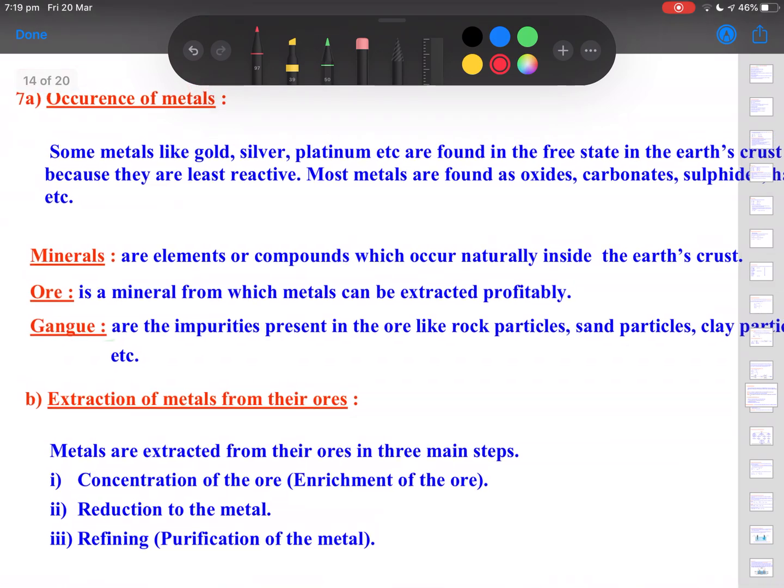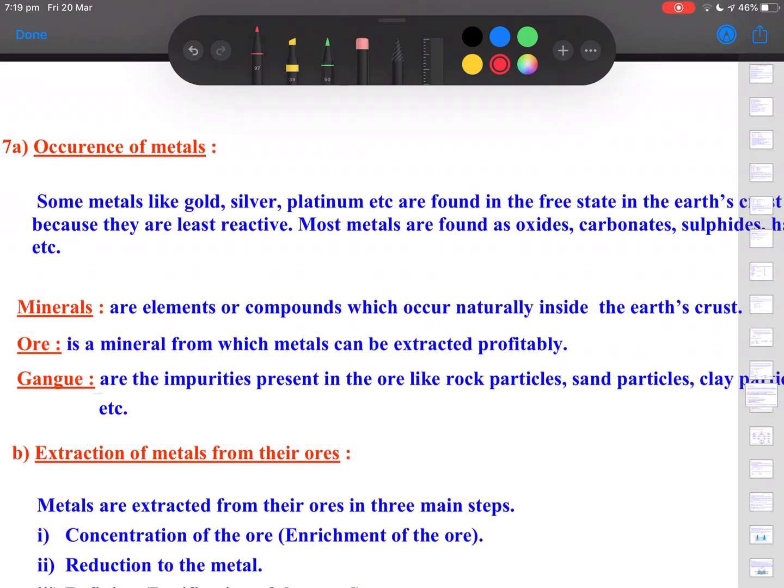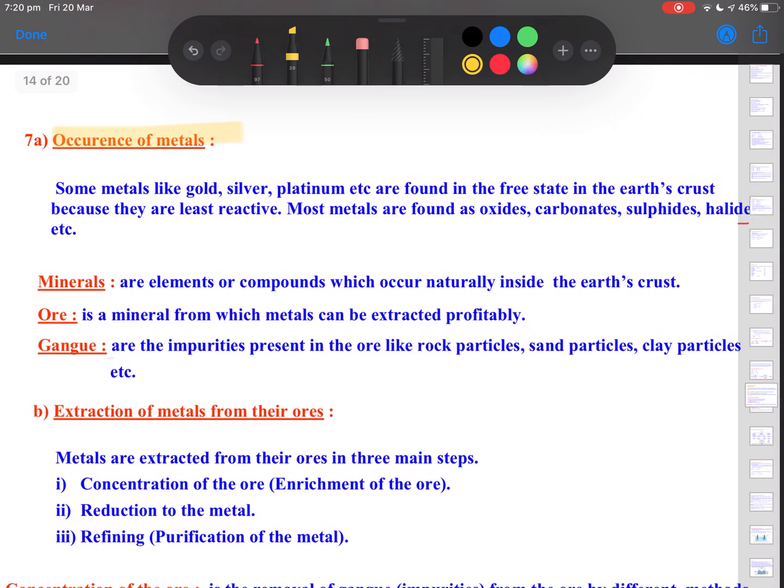Next we go into the very important topic of metallurgy, because we learned various properties of metals, whether physical or chemical, but now we need to understand how these metals are extracted and from where they should be extracted. We have learned in our junior classes that metals occur in the earth crust. These metals which are found inside the earth crust are known as minerals. Remember, I repeat again, all the metals which occur naturally inside the earth crust are known as minerals.